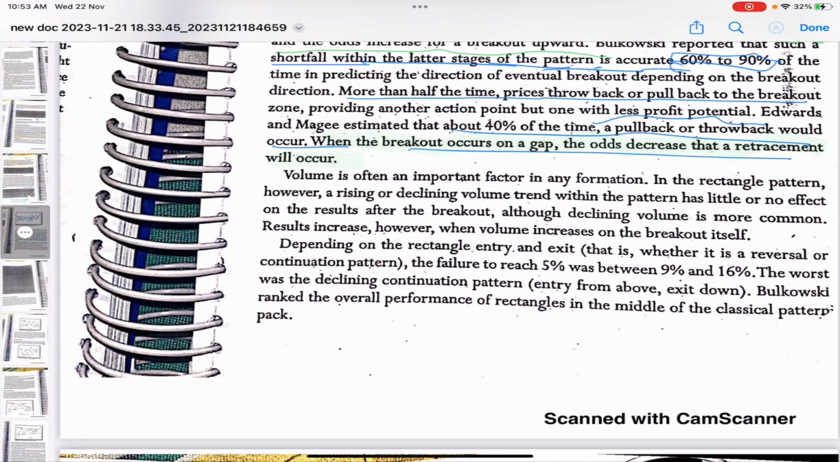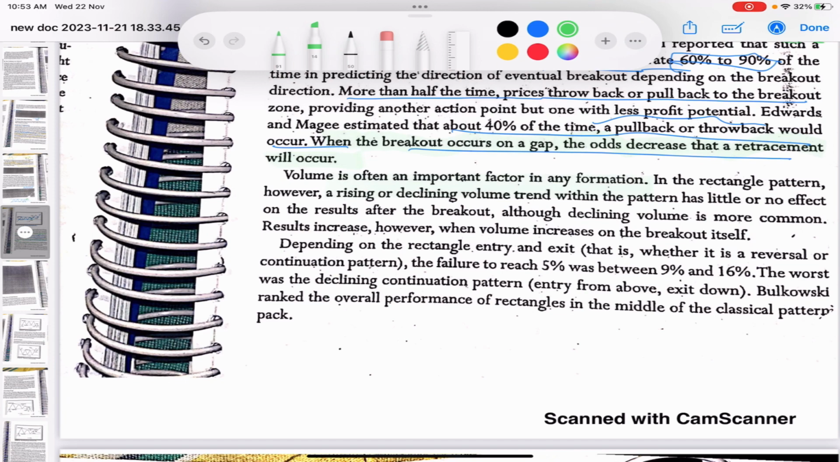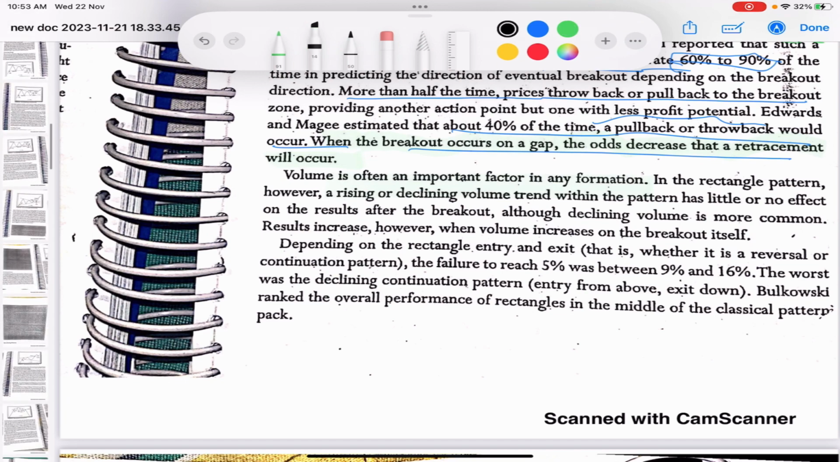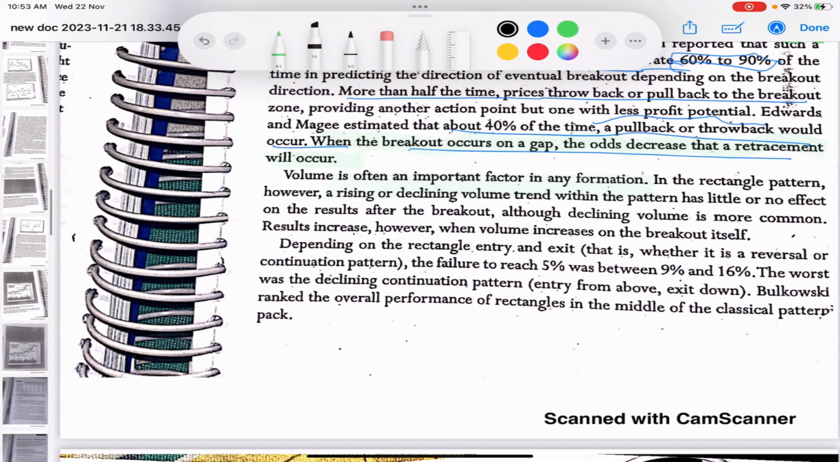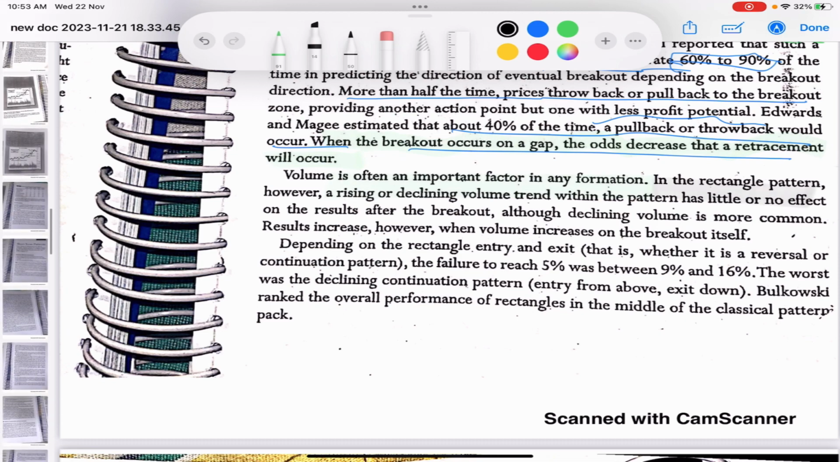Volume is often an important factor in any formation. You really need to look into it, because volume helps in confirming most of the patterns. In a rectangle pattern, a rising or declining volume within the pattern has little or no effect. So in a rectangle, the volume has no effect on the results after the breakout. Although declining volume is more common, results increase when volume is increasing on the breakout itself.